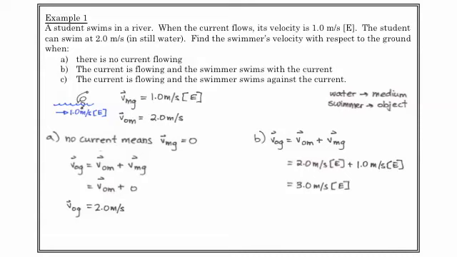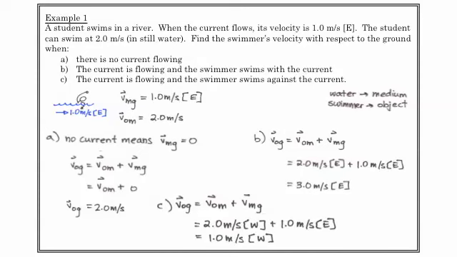Because in question C, the current is flowing and the swimmer swims against the current. So we know that the current is 1 meter per second east. If the swimmer is against the current, what direction is the swimmer pointed? And you should be saying, oh, if the swimmer is against the current, the swimmer's vector points to the west. And of course that's exactly what we have in C, 2 meters per second west, and then the current points 1 meter per second east. So the swimmer, now swimming against the current, can only swim at 1 meter per second in the west direction. And that's because the current's working against the swimmer.